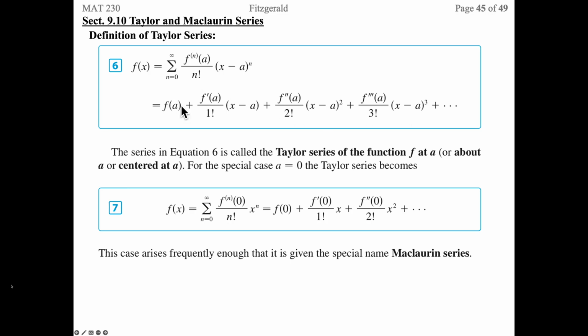So this equation, or this series up here, is called the Taylor series. It's the Taylor series of the function f at a, or about a, or centered at a, however you want to write it, just like we did before. But for special cases when a is equal to 0, the Taylor series becomes this equation, which basically means it's now x to the first, x to the second, and so on. And this is called the Maclaurin series. All right, so we have these two special names for these series.